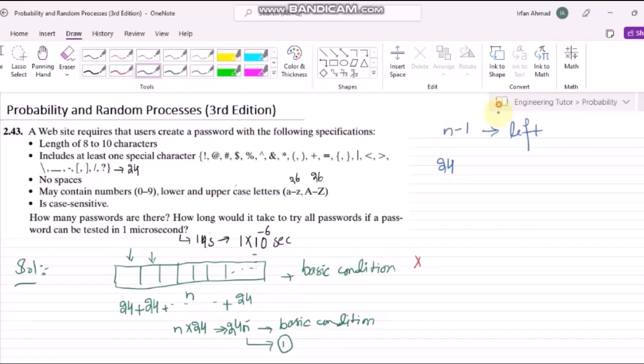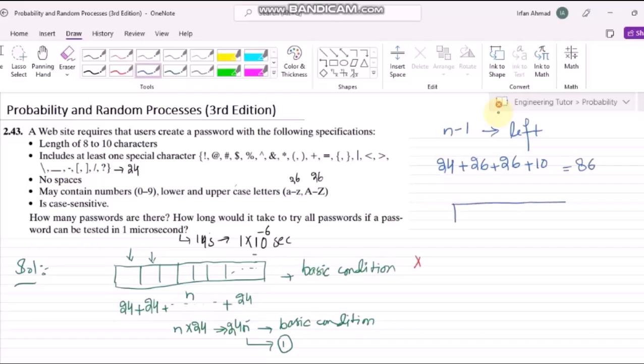So more than one can also be included here. Similarly, the 26 small alphabets can also be here, and similarly 26 uppercase letters can also be included here, and similarly the numbers from 0 to 9 can also be included here. So how much is it? It will be 26 plus 26 is 52, 52 plus 10 is 62, 62 plus 24 is 86.